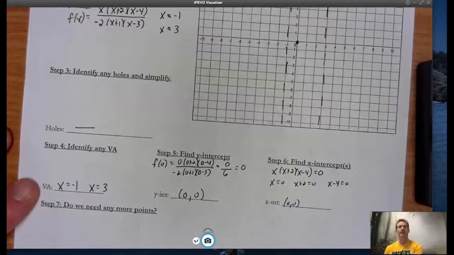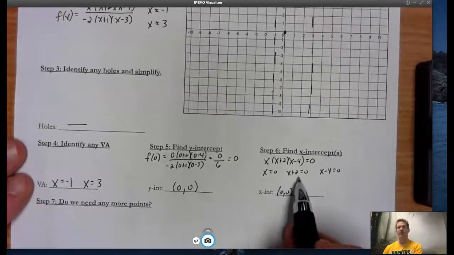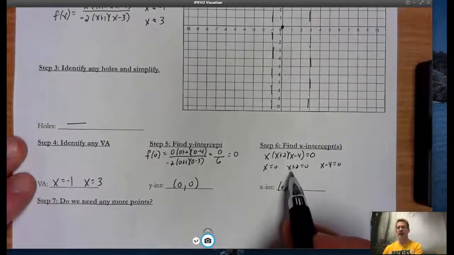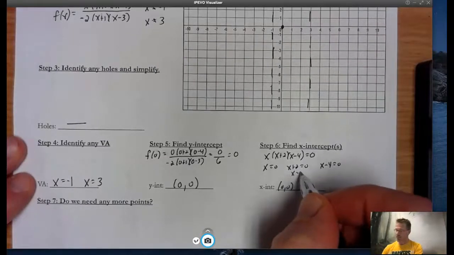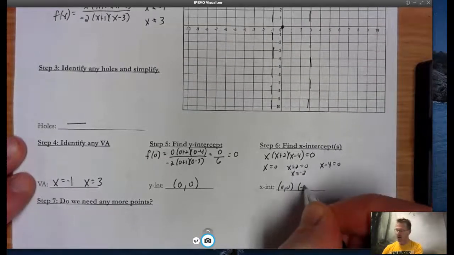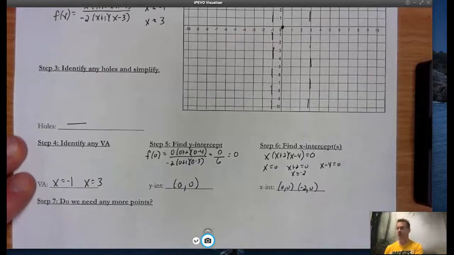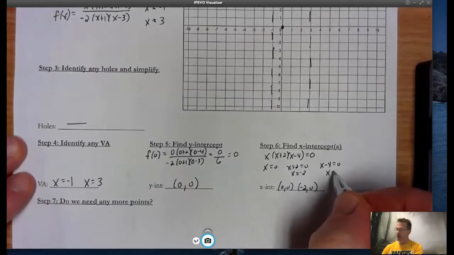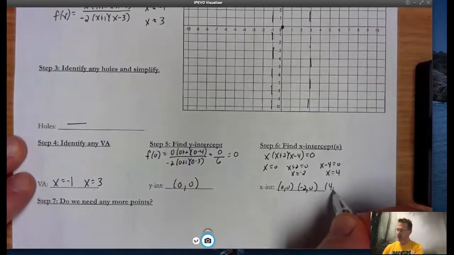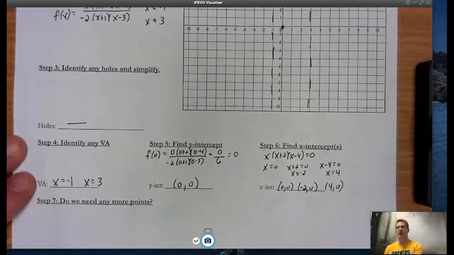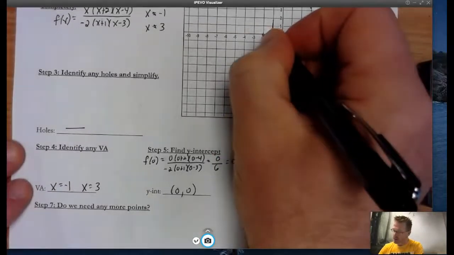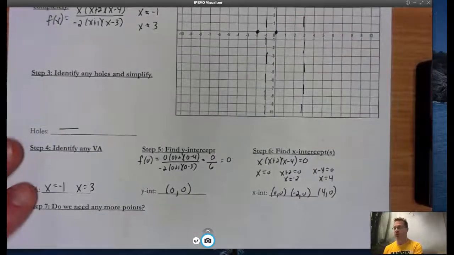(0, 0). When we look at our second factor, negative 2 would make that 0. So our second intercept is (negative 2, 0). And then we look at this, x equals 4. So we end up with 3 x-intercepts. I'm going to plot (negative 2, 0) here, and then I'm going to plot (4, 0), which is out here.